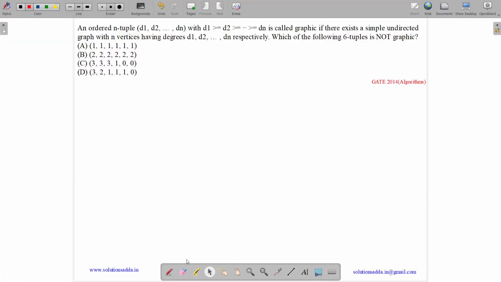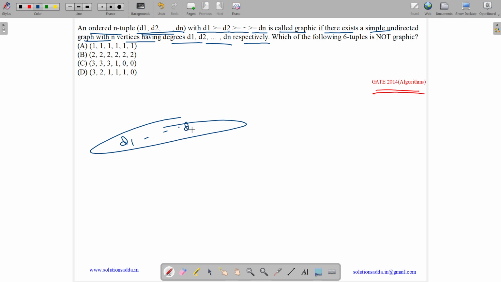This question belongs to the algorithm subject and was asked in GATE CSE 2014 set 1. The question states: an ordered n-tuple d1 to dn with d1 greater than or equal to d2 greater than or equal to dn is called graphic if there exists a simple undirected graph with n vertices having degrees d1 till dn respectively. So a sequence d1 till dn is called graphic, which means it represents a graph, with the condition that all di is greater than or equal to di plus 1.